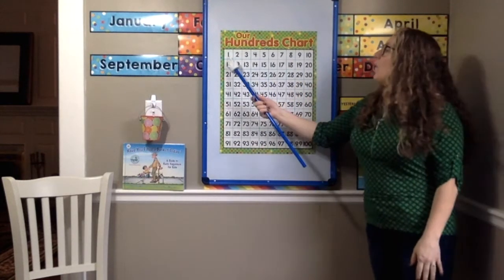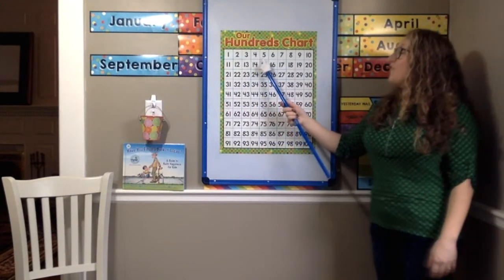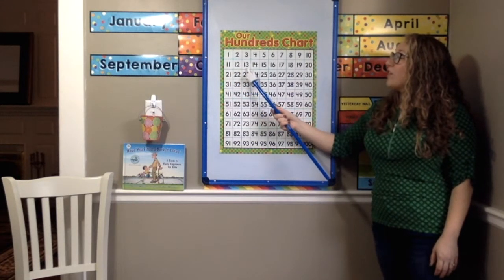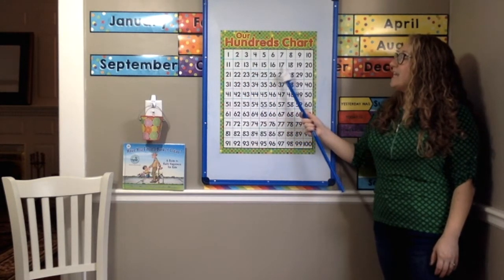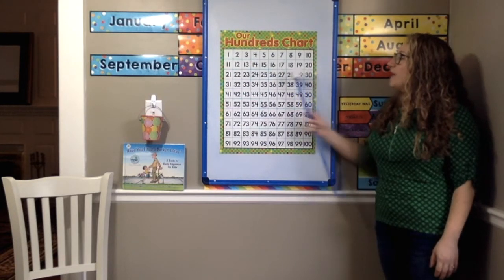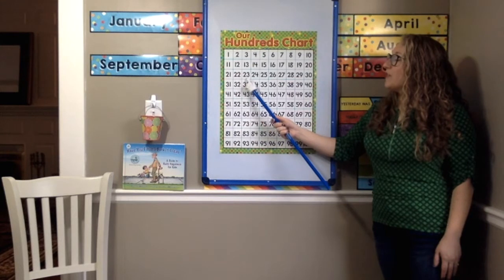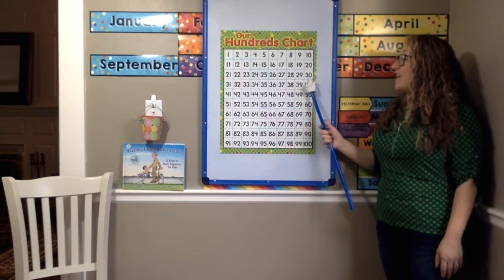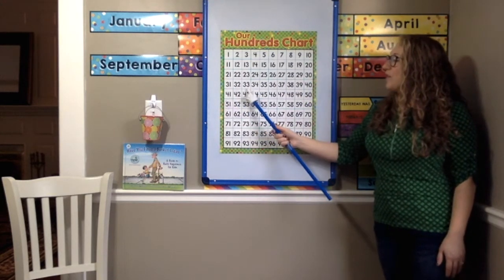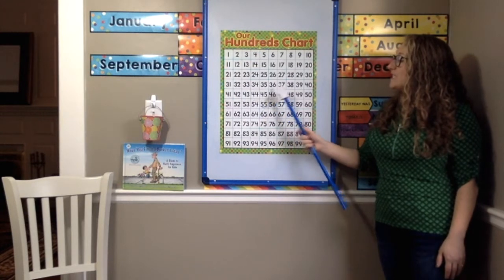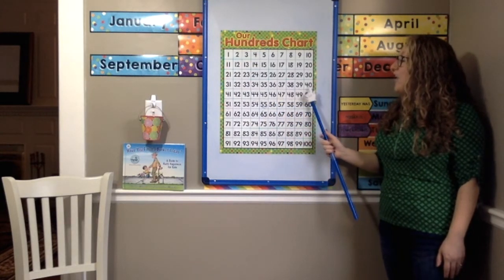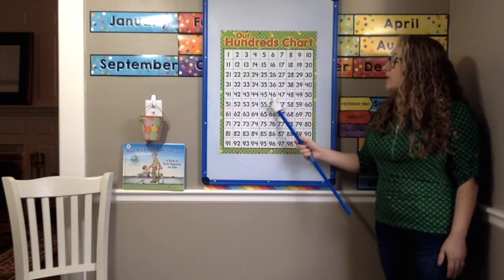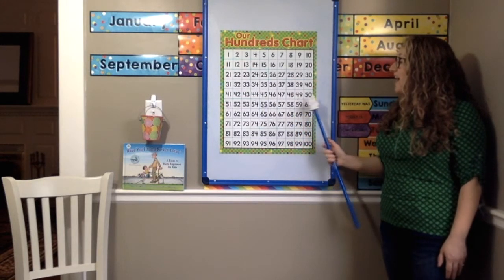And here we go. 1, 2, 3, 4, 5, 6, 7, 8, 9, 10, 11, 12, 13, 14, 15, 16, 17, 18, 19, 20, 21, 22, 23, 24, 25, 26, 27, 28, 29, 30, 31, 32, 33, 34, 35, 36, 37, 38, 39, 40, 41, 42, 43, 44, 45, 46, 47, 48, 49, 50.